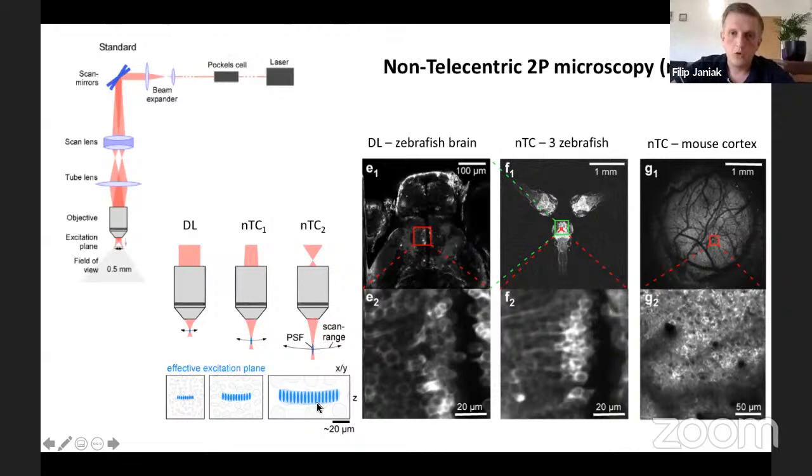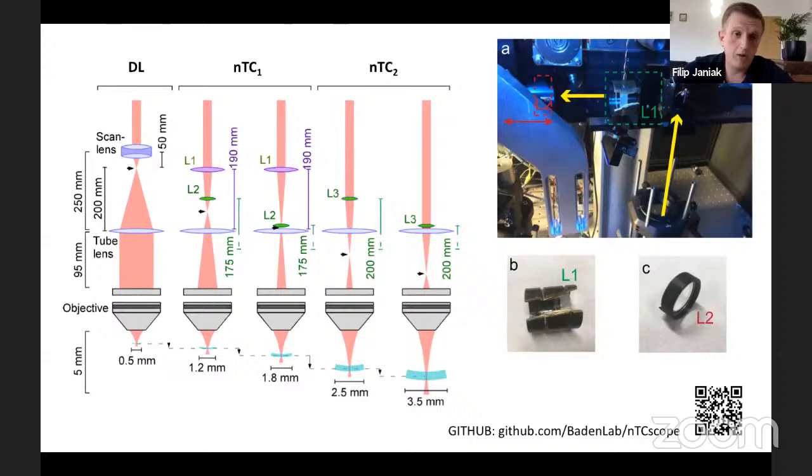Here in the figures, you can see an example from the standard diffraction-limited recording. So this is the maximal size: the brain of a single zebrafish. And on the right side, you can see three zebrafish in the same frame, and we can collect the signal simultaneously from them. In the zoomed area, compare the quality of the image for both of these cases. On the right side, the mouse cortex with a 3.5 millimeter field of view imaged by our method. So what is our method about? As I was mentioning, we just make a modification between the scan lens and the tube lens.